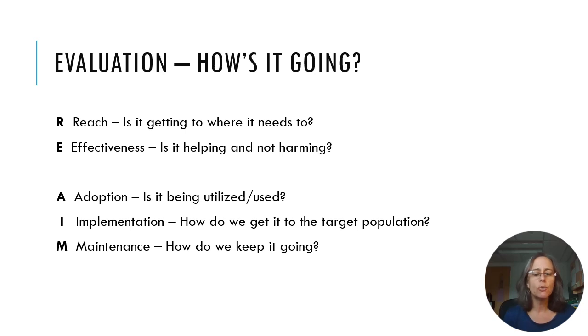The book uses this RE-AIM mnemonic, and I like it. So R for reach: is it getting to where it needs to, right? Are we actually getting vaccine to the people who are at highest risk? My mom was in Florida at the time, and Florida's health departments were having a heck of a time rolling out COVID vaccines when they first started. It was very frustrating. Effectiveness.